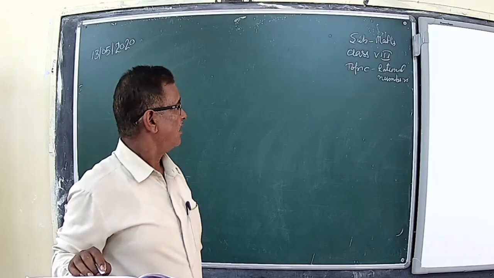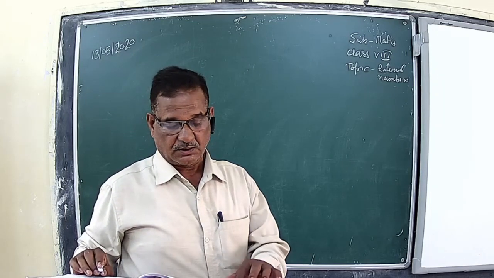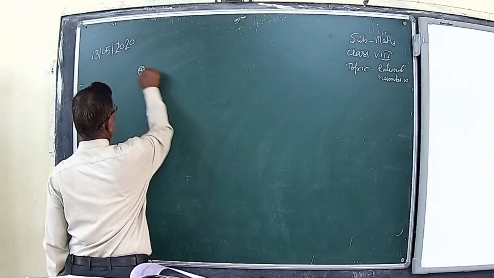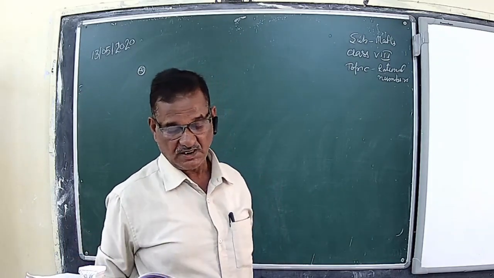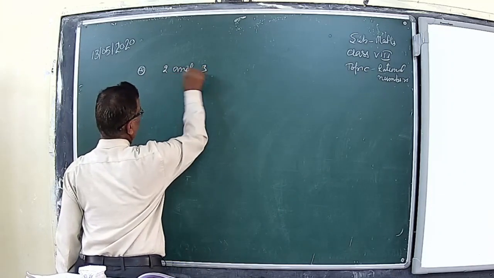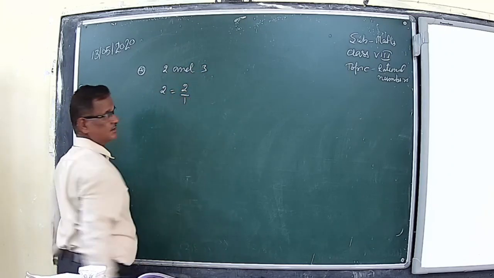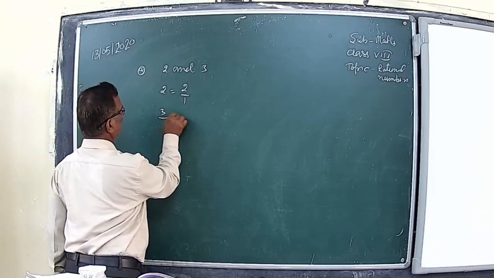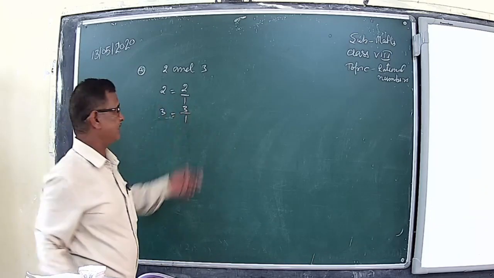Now I am going to tell some questions from exercise 1.4. The third question says: find three rational numbers between 2 and 3. Then you can write 2 is equal to 2 by 1 and 3 is equal to 3 by 1. Convert this into the equivalent fraction.